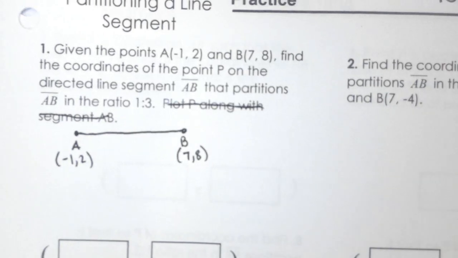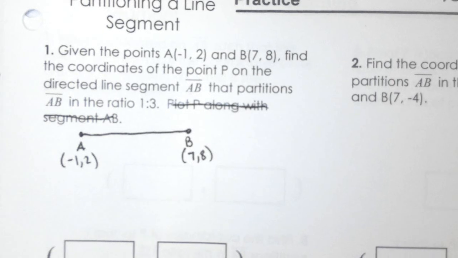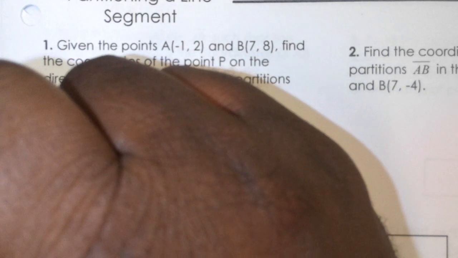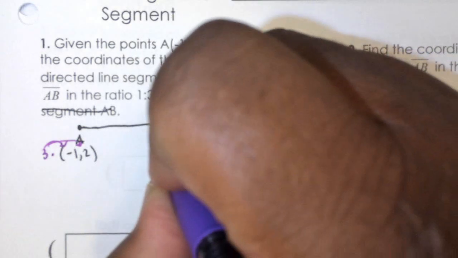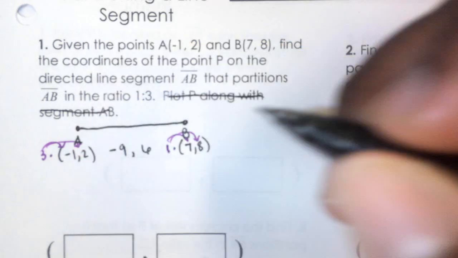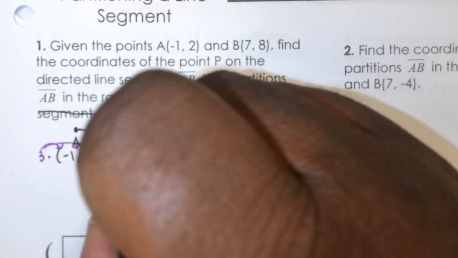We're back. We're doing number 1 on practice. Alright. So this line segment AB, the partition is 1 to 3. So I'm flipping my ratio. Times the point A by 3, this one by 1. Distribute, distribute, distribute, distribute. First one, 3 times negative 1, negative 9. 3 times 2, 6. And then it's just times 1, so 7 and 8.